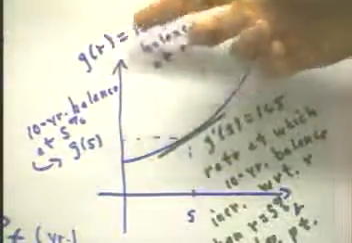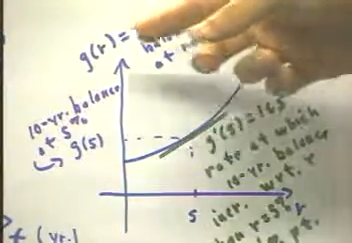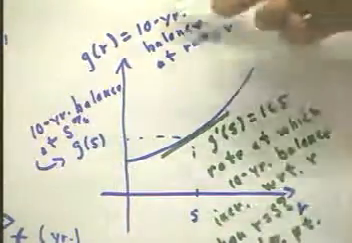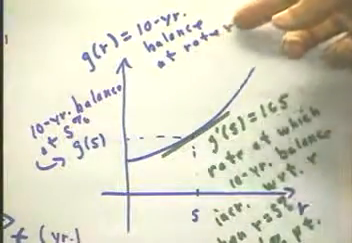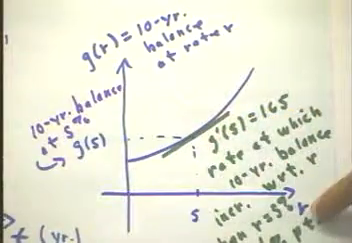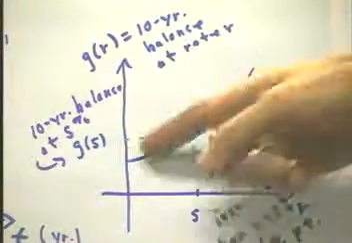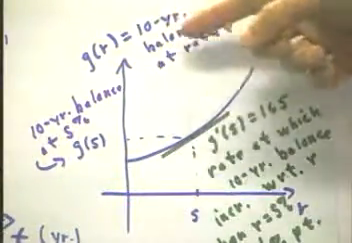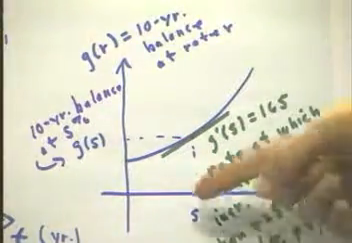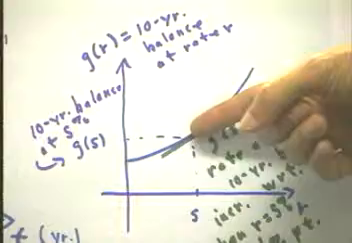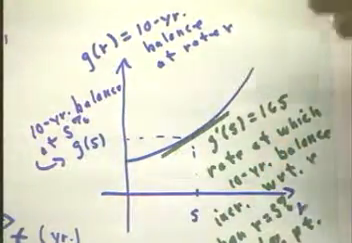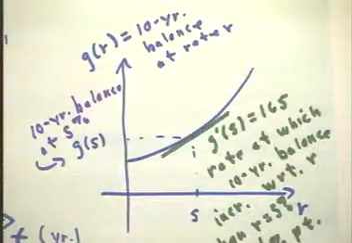We're looking here at the 10-year balance that you're going to have if you invest your money at rate R. For example, here's R on this axis, and here's G of R, your 10-year balance. For example, you might invest $1,000. If you invested at 5%, you're going to have some balance. If you invested at 10%, you're going to have a larger balance at the end of 10 years.